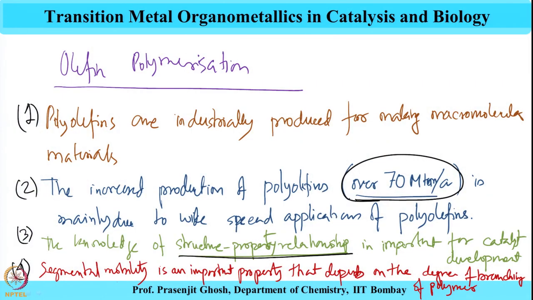And lastly, the segmental mobility of the polymer is an important property that is dependent on the extent of the branching of the polymer, and then the need comes to make polymers which are branched, and then exclusively make polymers which are non-branched or linear, and their overall property would depend on the extent of branching or the linearity. For example, if a polymer is highly branched, then it will be a more soft material, whereas if the polymer is a long chain linear polymer, then it will be very brittle and hard. So, depending on the application, there is a need for producing each of these types of different polymers.